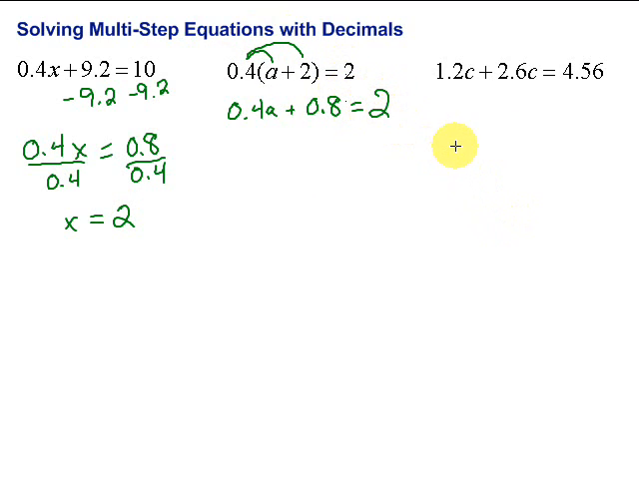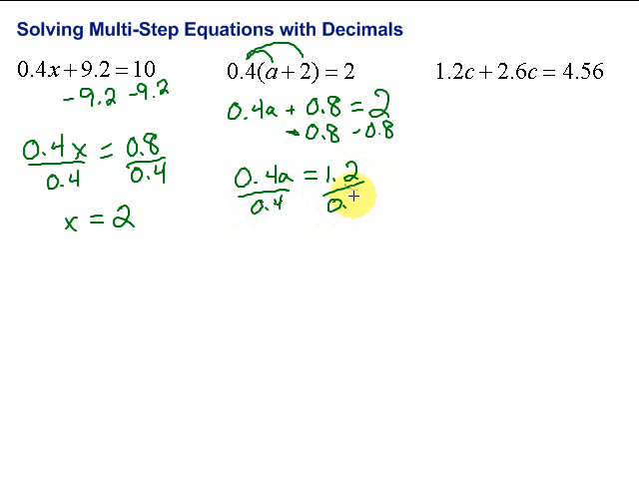We've gotten rid of the parentheses, so now we can go to work on this equation. Our first step is going to be to get rid of that plus 0.8. To do so, we do the opposite, minus. So we subtract 0.8 on both sides of our equation, bring down what we have left. So here we have 0.4a equals 2 minus 0.8. Gives us 1.2.